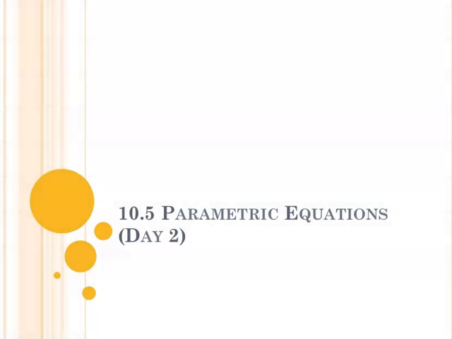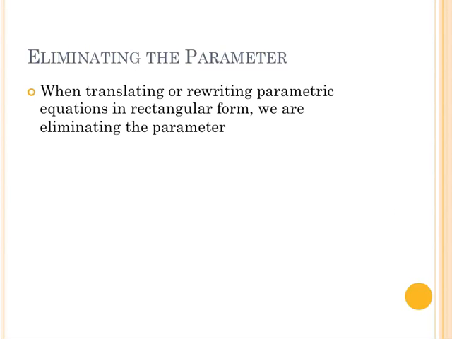Okay, so today is the second day we are going to talk about parametric equations. In particular, today we are going to talk about how we can rewrite parametric equations into rectangular form, which is the form that you guys have been so used to using in terms of just x and y. And how do we do that? The first thing we want to know is that when we are rewriting these parametric equations into rectangular form, we are essentially going to be eliminating the parameter. Okay, so when translating or rewriting parametric equations in rectangular form, we are eliminating the parameter.